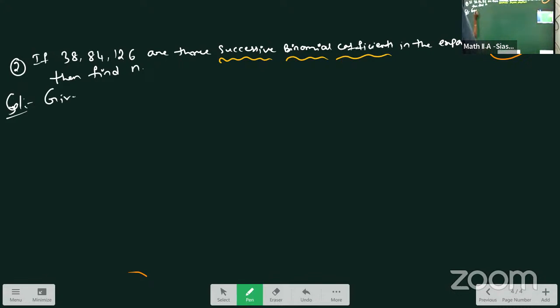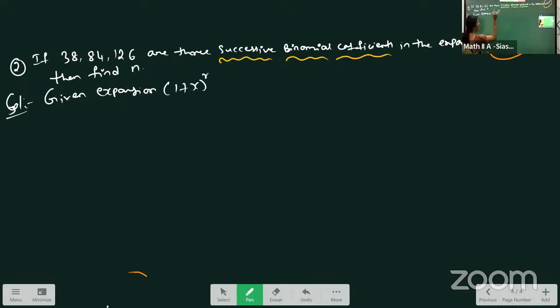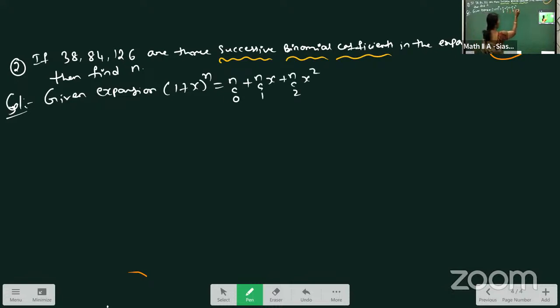Given expansion. What is the given expansion? Given expansion is 1 plus x whole to the power n. What is 1 plus x whole to the power n? Simply, shortly, you can write nC0 plus nC1 into x plus nC2 into x square plus so on. If you might have observed, in nC1, suffix is 1, x power 1 is there. If suffix is 2, x power 2 is there. In the same way, if you go on, write nCr x to the power r, and so on.